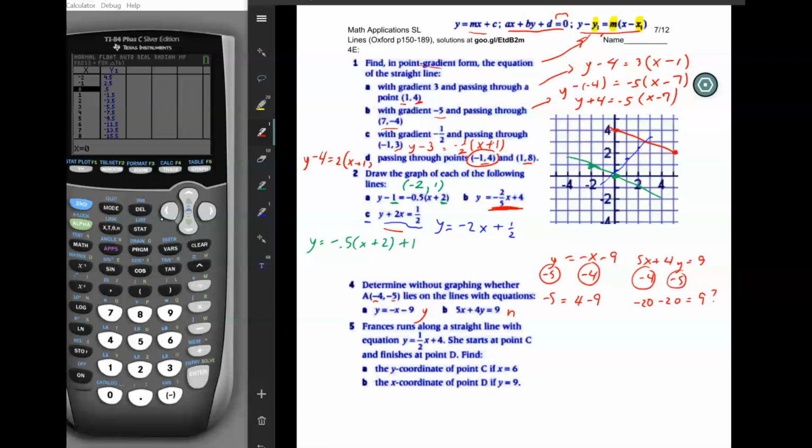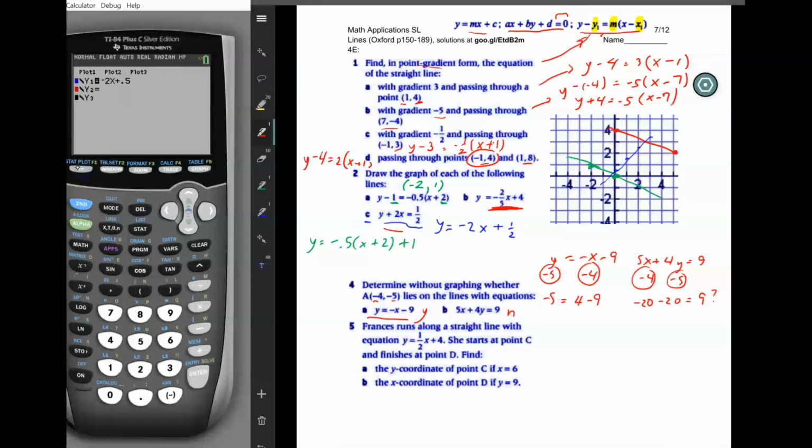How could you do it with the calculator? Well, this one's pretty easy because it already has y equals on the left side. So all we need to do is put in negative x minus 9 in the calculator and look at the table. And we can see that negative 4, negative 5 is one of the points, right? So that, yes, it is.